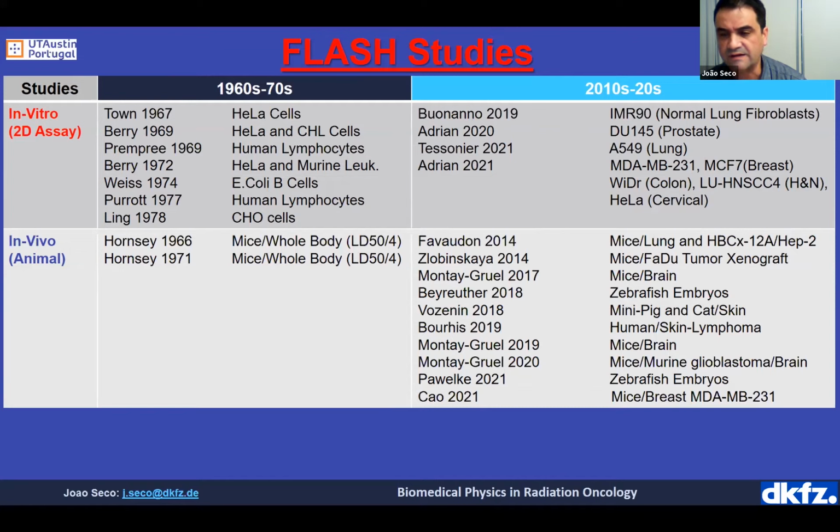And all of them have studied the differential effect of flash, where they show healthy tissue relative to cancer in a variety of animal models, from zebrafish to mice to mini pigs to cats, and you name it. And for a variety of cell models, okay? So this is a huge shift. And this indicates that in the 60s and 70s, it was physicists that were primarily working in the radiation biology labs. And now they tend to be biologists that usually focus on animal studies.